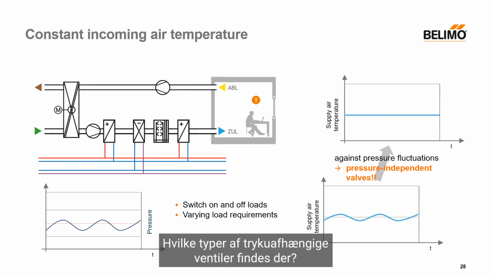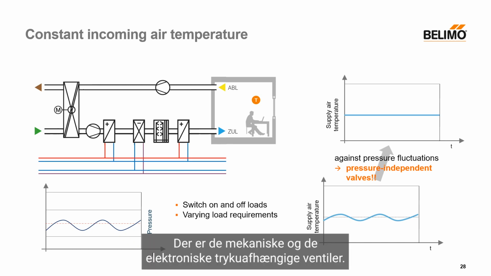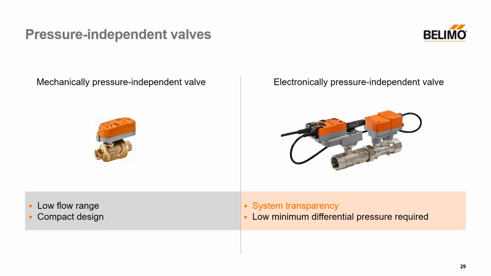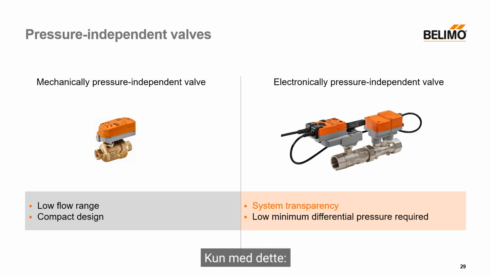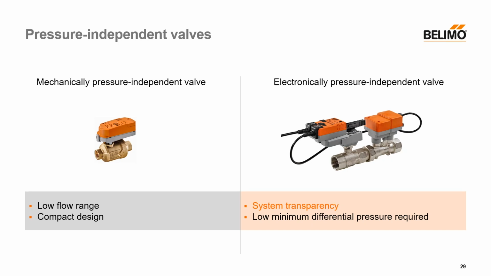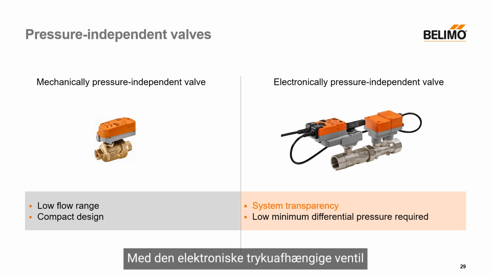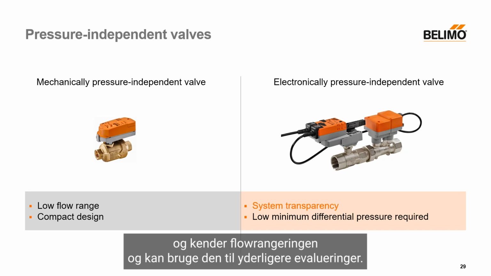What types of pressure-independent valves are there? There are the mechanical and the electronic pressure-independent valves. However, I will not go into detail here. Only this much: both systems have their advantages and disadvantages. With the electronic pressure-independent valve, there is full system transparency because you measure and know the flow rating and can use this for further evaluations.